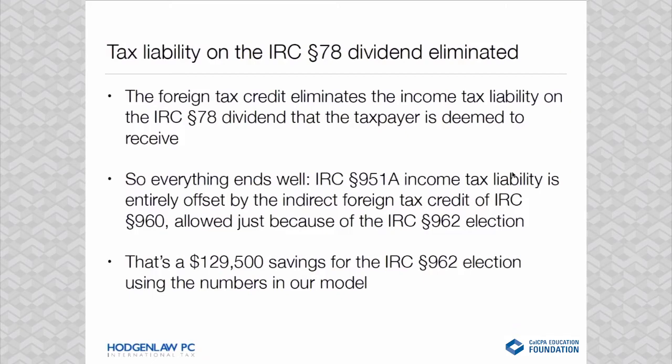So everything else is unchanged for business purposes and for foreign tax purposes, but for U.S. income tax purposes, everything's changed, because now the net tax liability on the Section 951(a) income is a mighty zero. So that's $129,500 tax savings because you make this election. And that's the game right there, folks.